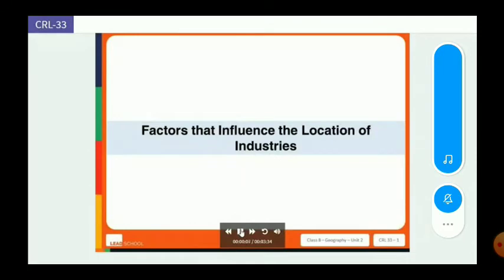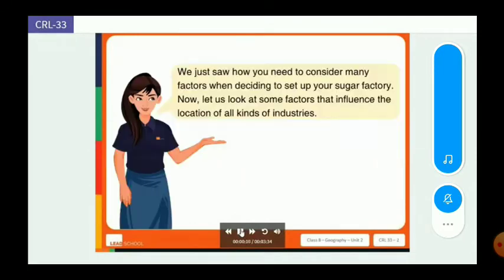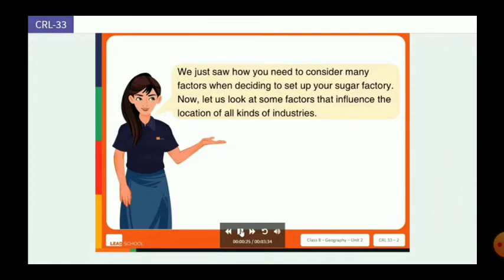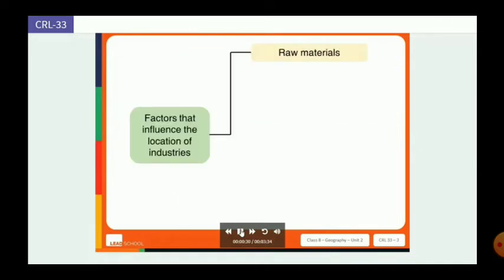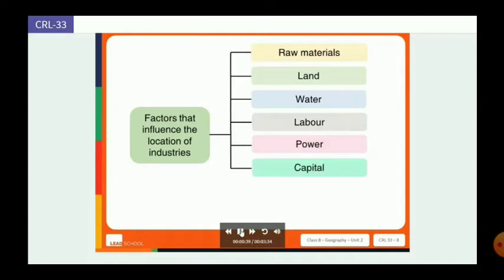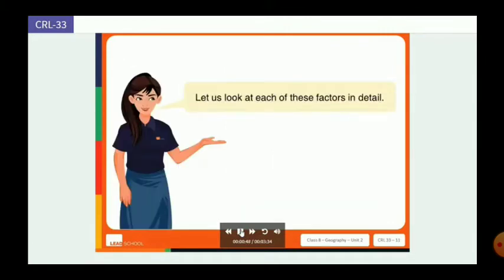Factors that influence the location of industries. We just saw how you need to consider many factors when deciding to set up your sugar factory. Now, let us look at some factors that influence the location of all kinds of industries. Today, we will look at 8 main factors that influence the location of industries. They are raw materials, land, water, labor, power, capital, transport, and market. Let us look at each of these factors in detail.